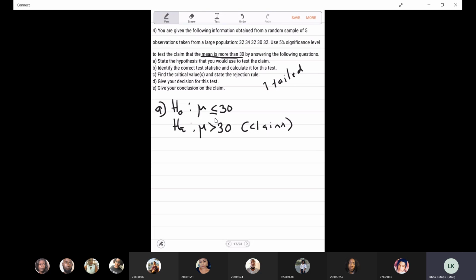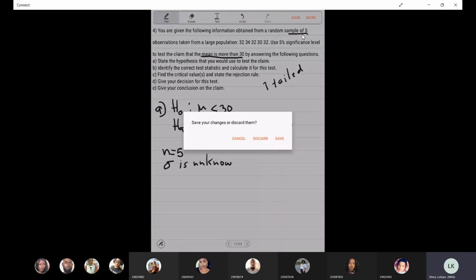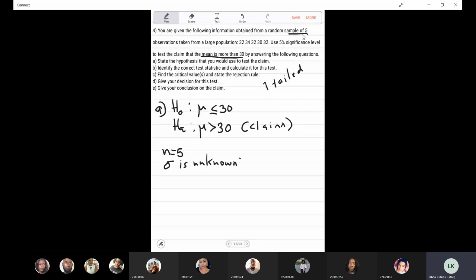So here we said we are not using Z. The reason we're not using Z is because our sample is small. So we have a small sample, n is equal to 5, and sigma is unknown. So this should tell us that we're using T. Okay, so now that we know that, we need to calculate the T.